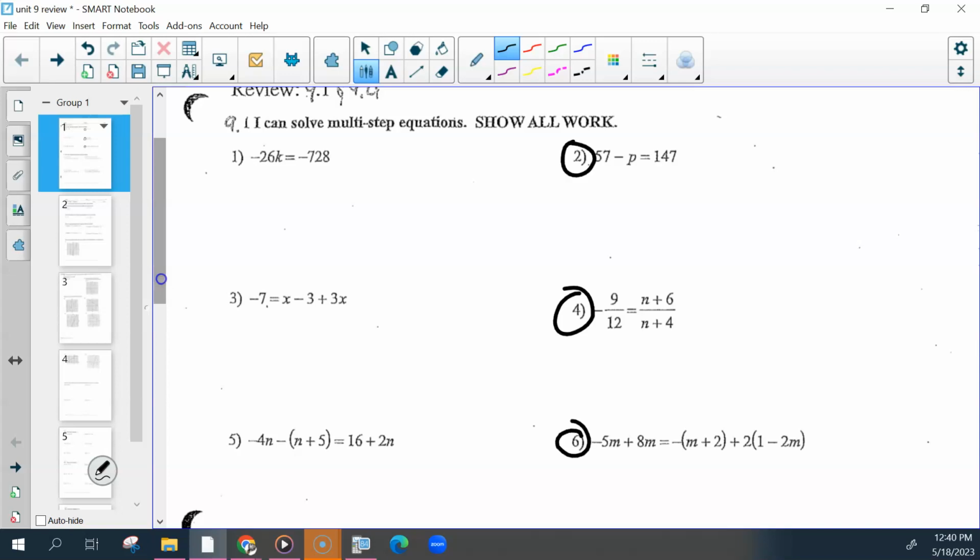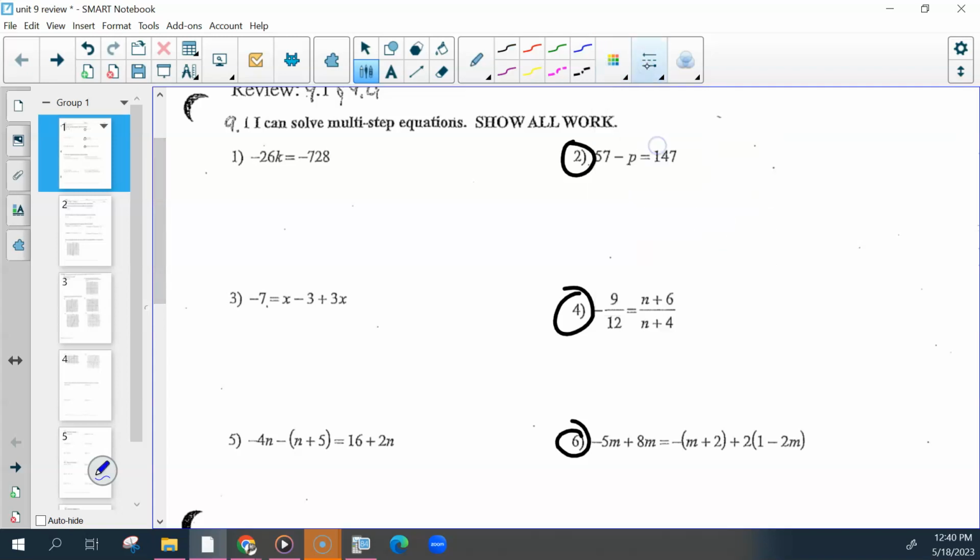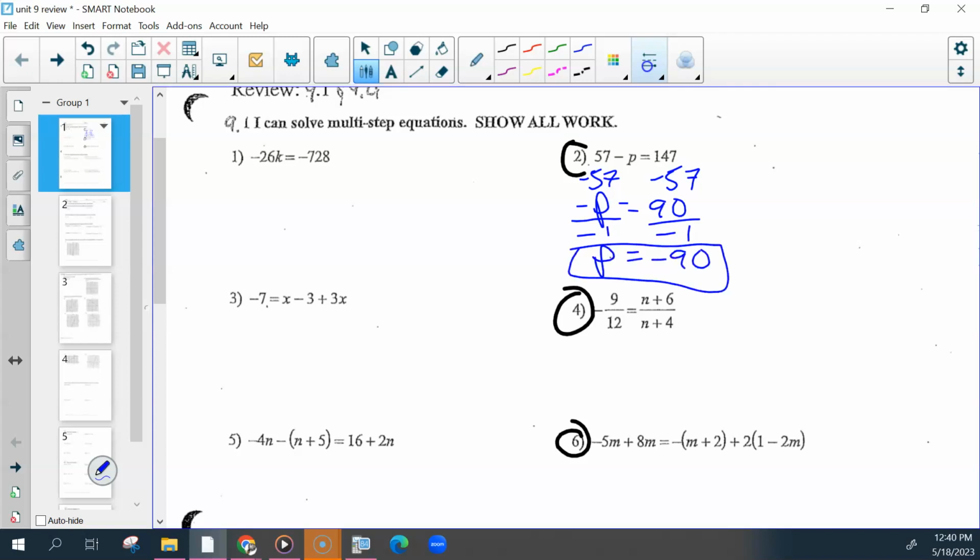Okay. So for number 2, we have to get P by itself. You can do that a couple different ways. You could subtract 57 to both sides. Was that 90? Yeah, 90. Divide both sides by -1. Remember that with all of your multi-step equations, you can put your answer back in for your variable and see if the sides match. Questions on 2?